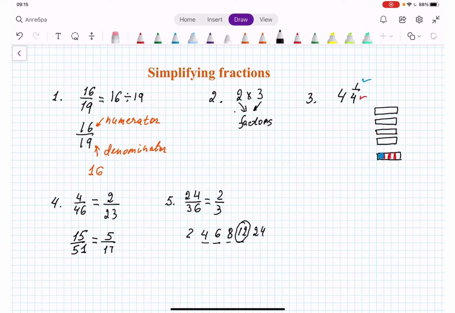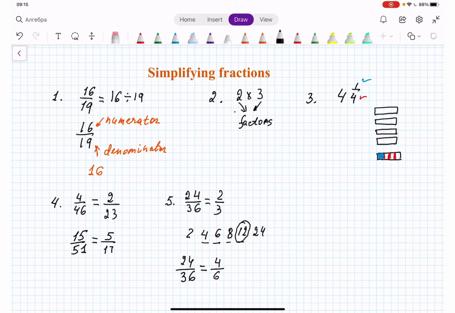Okay, let's assume you didn't notice 12, or you kind of overlooked it, and all you saw is division by 6. So we reduce by 6. 24 divided by 6 is 4. 36 divided by 6 is 6. Okay, I'm looking at 4 and 6.